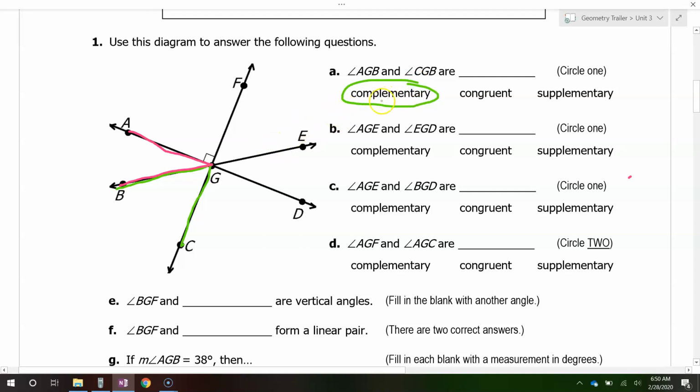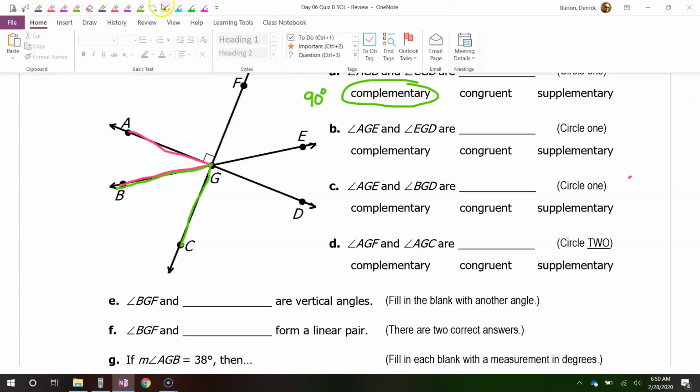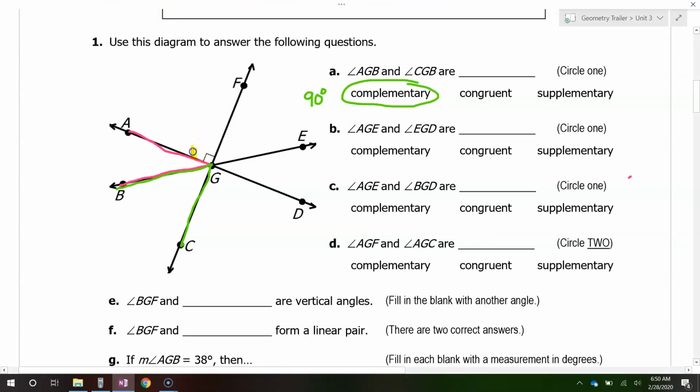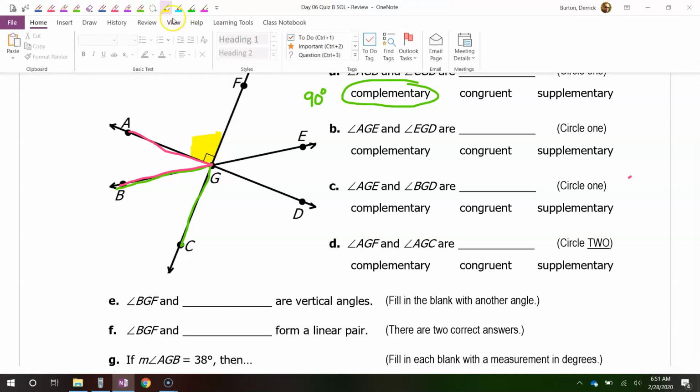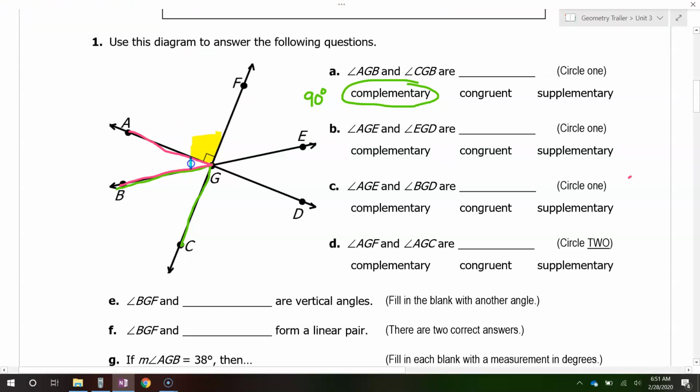And that's because complementary means they add up to 90 degrees. And we can see that this angle right next door is a 90-degree angle. So if this angle is a 90-degree angle, that means that the other angle right here, this blue angle, is also a 90-degree angle. So that means that the two angles that are being discussed have to add up to 90 degrees, and that's complementary.